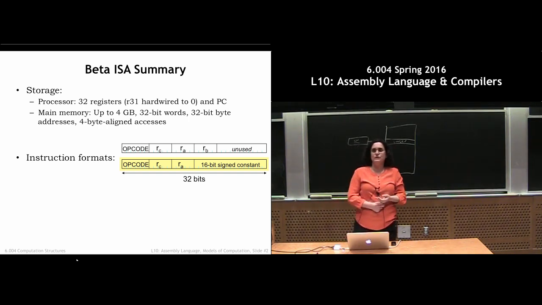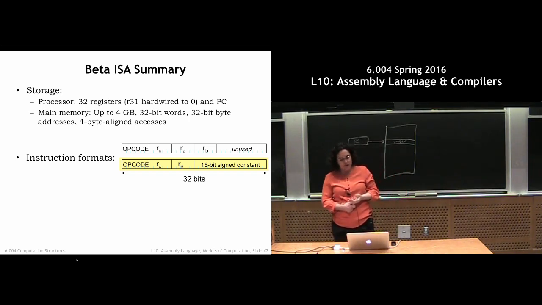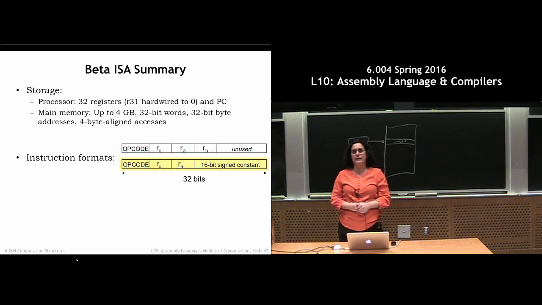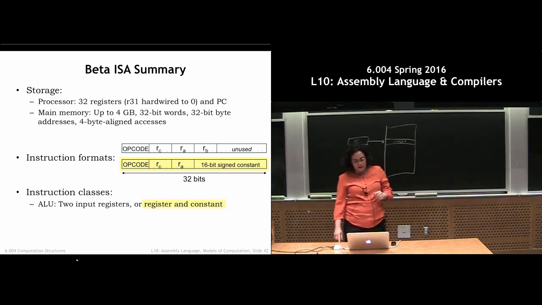We have 2 instruction formats for our beta. The first, shown in white here, is the case where you have 2 source operands coming from registers and then a destination register RC. The second, in yellow, is the case where you also allow a 16-bit constant to be part of your instruction. And we learned about the various classes of beta operations.